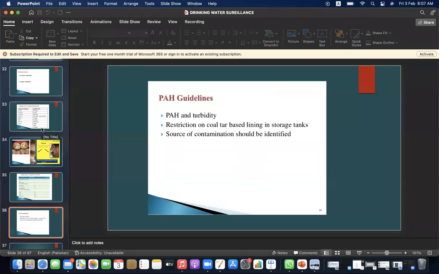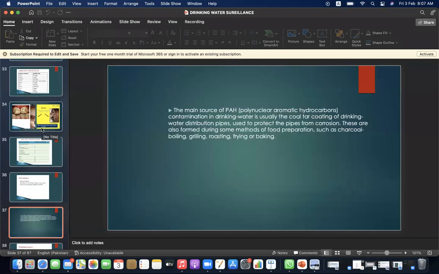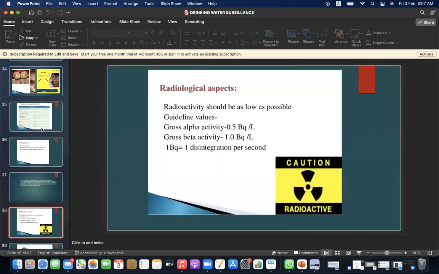pH guidelines: pH and turbidity, restriction on coal tar based lining in storage tanks. Source of contamination should be identified. The main source of PAH, that is polynuclear aromatic hydrocarbons, contamination in drinking water is usually the coal tar lining of drinking water distribution pipes used to protect the pipes from corrosion. These are also formed during some methods of food preparation such as charcoal broiling, grilling, roasting, frying, and or baking.